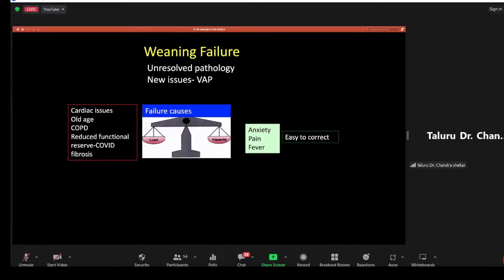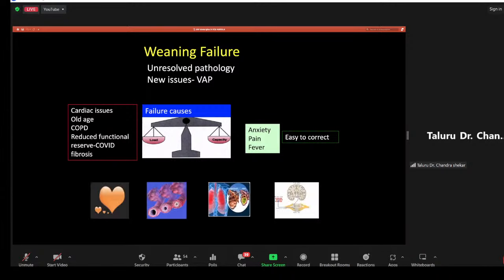So cardiac causes, old age, COPD, a reduced functional reserve like COVID fibrosis. It would be obvious, no? We tend to understand: if the CT continues to show white patches for a long time, with no fever, we understand the patient might have had fibrosis, and we will be going for a tracheostomy and a long-term care facility. So all this has to be considered.